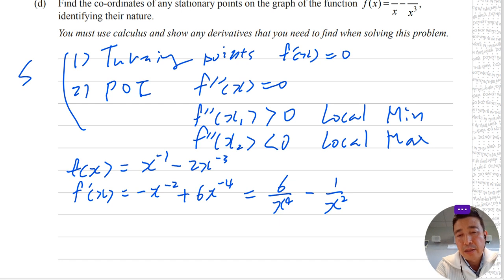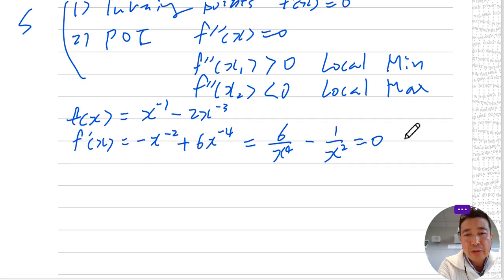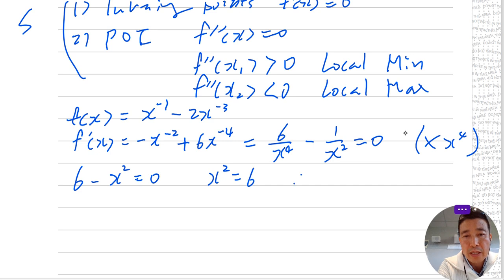To find turning points, set this equal to 0. So x can't be 0. To solve this, we have to times by x to the power of 4 on both sides. So that makes 6 minus x squared equals 0. That means x squared is 6, hence x must be plus or minus square root of 6. So there are two x values that have turning points.